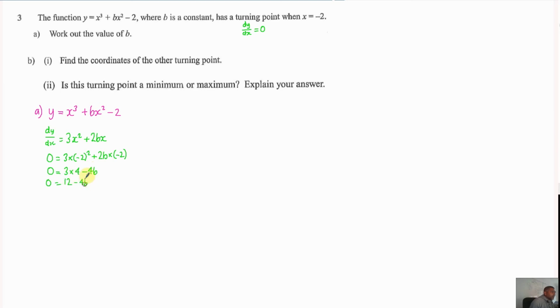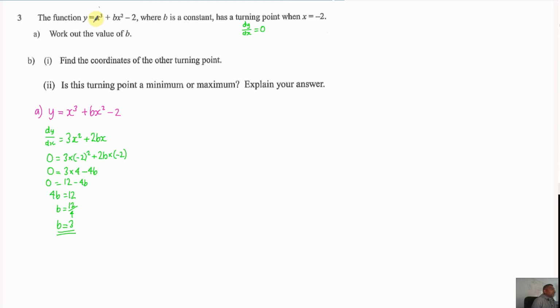And now from here we can figure out what b is. Add 4b to both sides. 4b equals 12, and b will be 12 divided by 4. So b equals 3. Okay? So that's part A done. We've worked out the value of b.